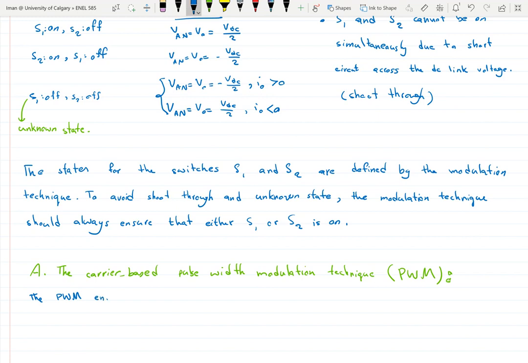enables the output of the inverter, which is V out, equal to VAN, to follow the desired waveform. Now, this desired waveform in most cases is the sinusoidal voltage and current, right? How does it do that?